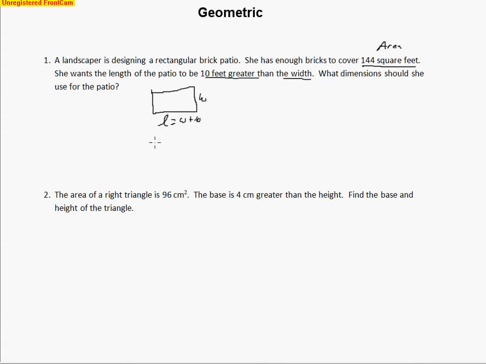Well, I know the area formula for a rectangle is length times width. So we're just substituting our numbers in there. 144 equals W plus 10 multiplied by W. So I distribute, and I've got 144 equals W squared plus 10W. I've got to put it in standard form, so I move the 144 over and then figure out the factors that make 144.